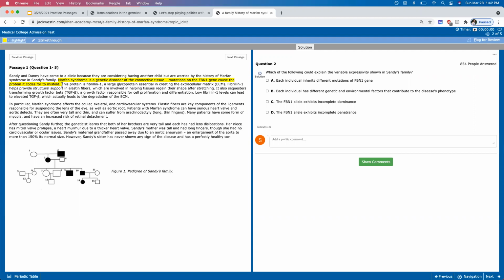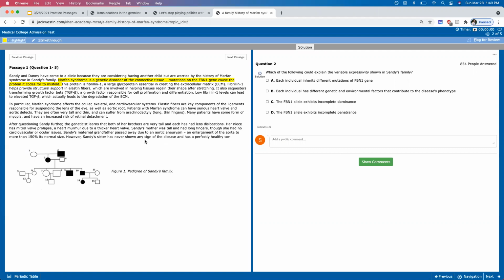I feel B is kind of too general, because a lot of the conditions such as diabetes or cancer can all have a genetic and environmental component. I feel it's hard to infer based on the passage.